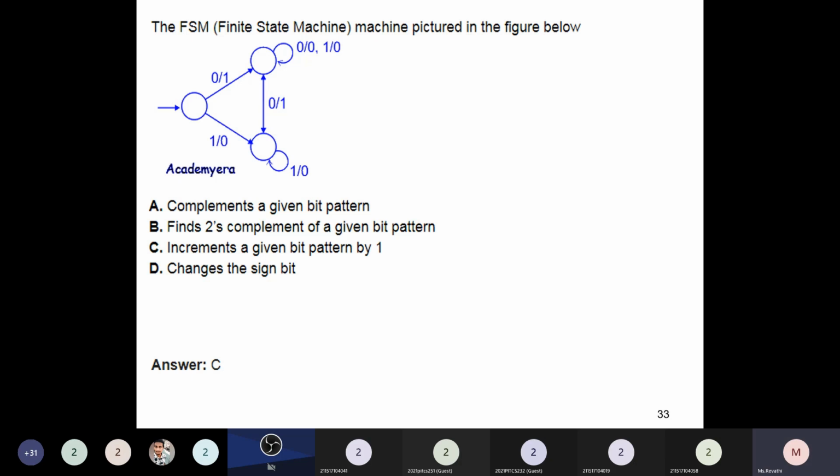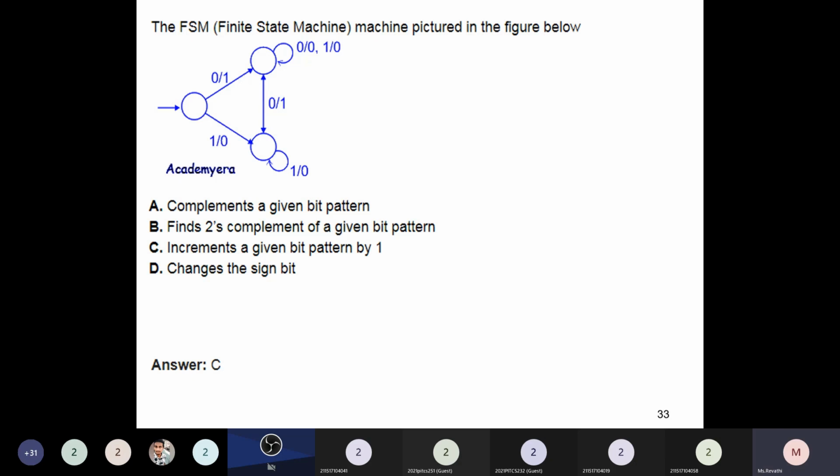So this is the machine for which we have to decide the language. This is the language for incrementing a given bit pattern by 1. It increments the given bit pattern by 1. This is the finite automata.